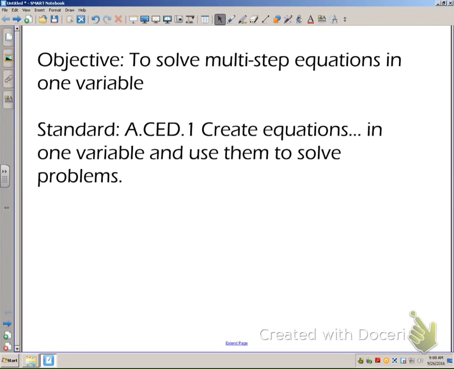Okay, in today's lesson, the objective is to be able to solve multi-step equations in one variable. So we're going to continue with talking about the properties of equality, meaning whatever I do on one side of the equal sign, I must also do to the other in order to keep my equation true. And we're going to take it a little bit further today and create equations rather than just solve them.